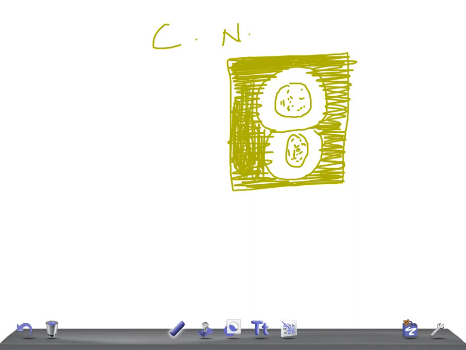Okay, so that's it. I want to tell you this is a capsule. This one is a capsule. And this is the India ink preparation for Cryptococcus neoformans. So what's the source? The source is nothing but soil enriched with pigeon droppings.